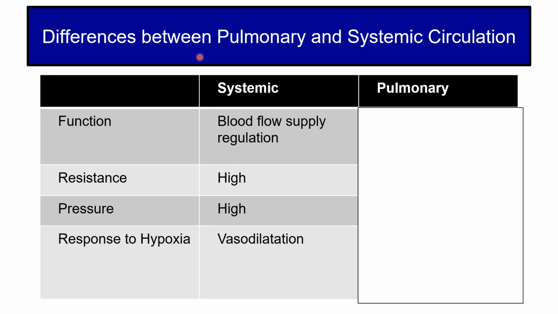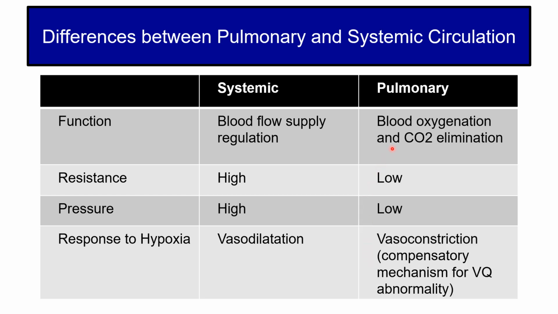What are the differences between the pulmonary and the systemic circulation? With regards to the systemic circulation, its main function is blood supply regulation. The resistance is high, the pressure in the systemic circulation is high, and the response to hypoxia is vasodilation. It's different in the pulmonary circulation. The main function of the pulmonary circulation is blood oxygenation and carbon dioxide elimination. The resistance is low and the pressure is likewise low. And the response to hypoxia is vasoconstriction instead of vasodilation. It is vasoconstriction because it's a compensatory mechanism for V/Q abnormality.